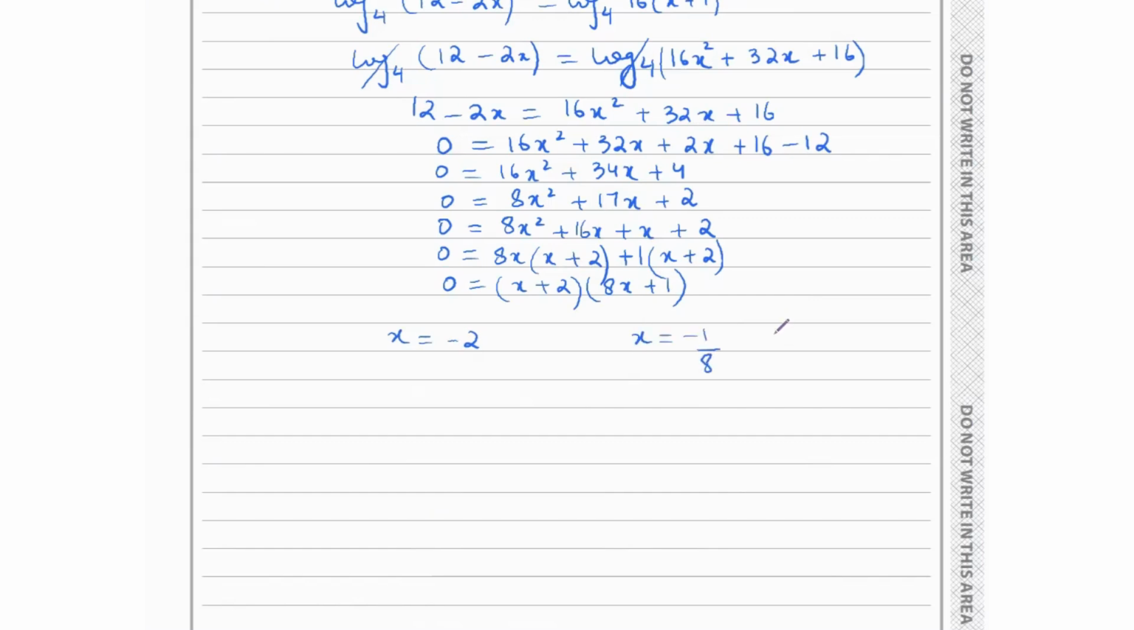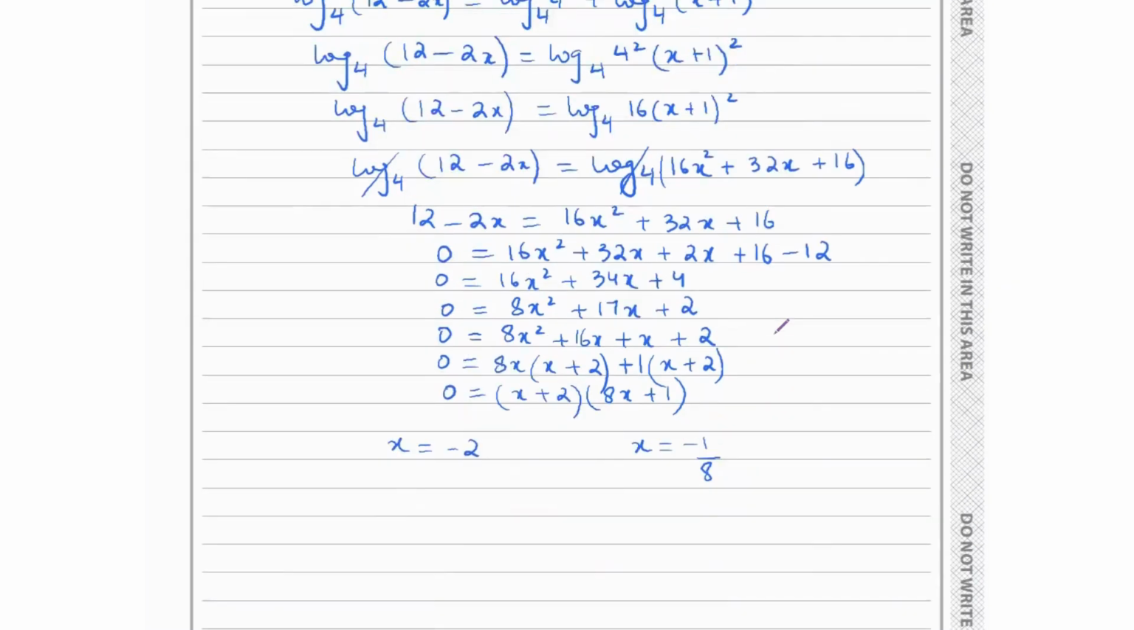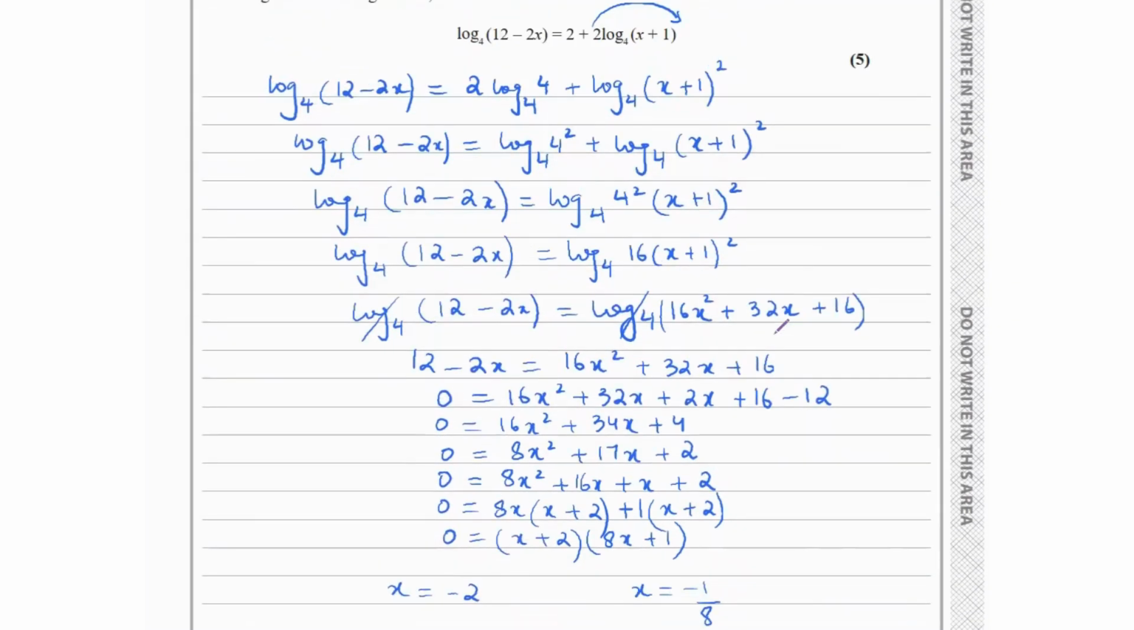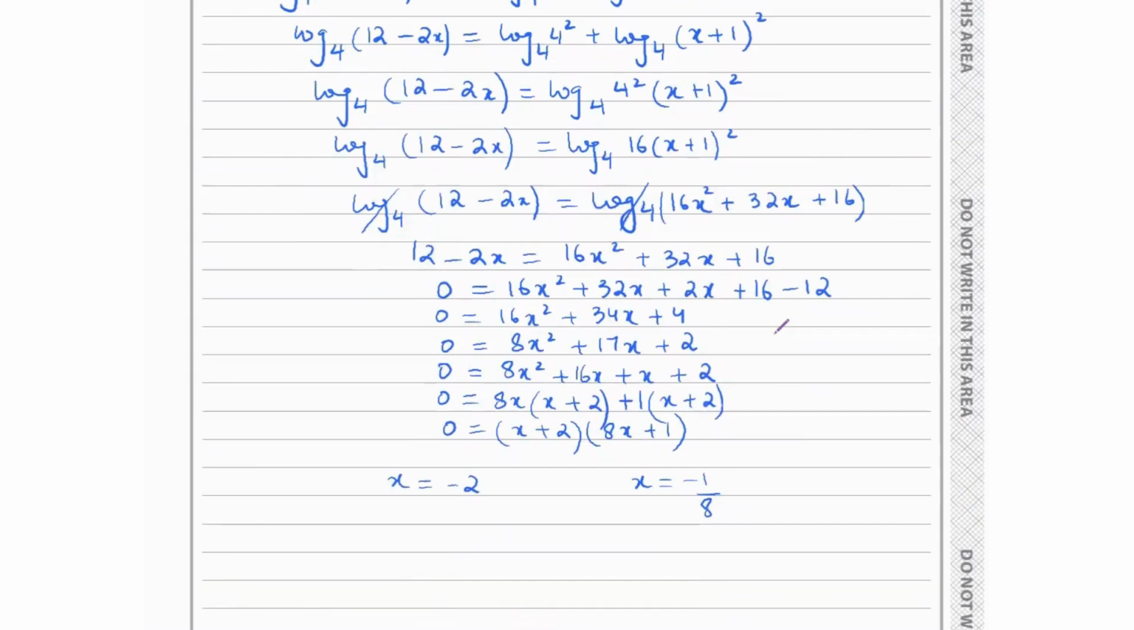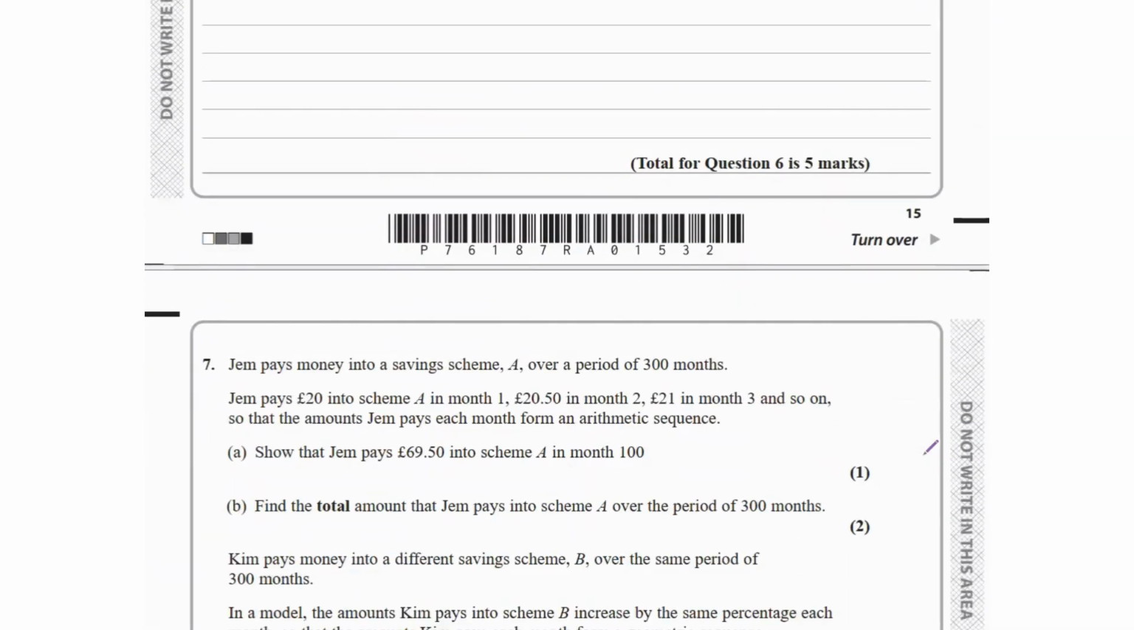Now we have to pick that value which doesn't make the log negative. So if I take -2, 12 plus 4 is 16, but -2 plus 1 is going to be -1. So we can't use -2 because log of a negative number isn't possible, which means this is your final answer. x equals -1 over 8. Moving on to the next question.